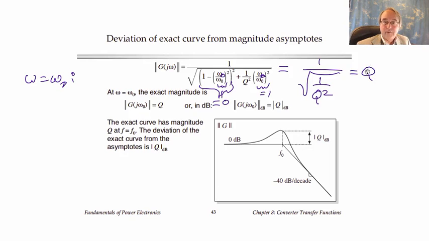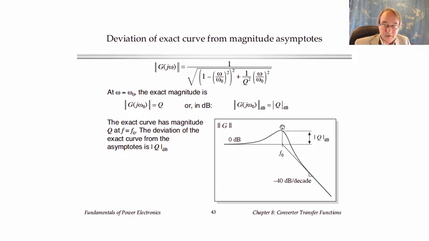Okay, so that's an interesting answer. It says that the value of the exact function at the corner frequency is equal to Q. Well, how large is Q? The fact is that Q can be absolutely anything. And it's interesting that the quantities that determine the asymptotes, say the low frequency asymptote is determined by this term, high frequency asymptote is determined by this term, and the exact value at the corner frequency is determined by this term. So Q doesn't matter anywhere except near the corner frequency. And Q can in fact be absolutely anything.